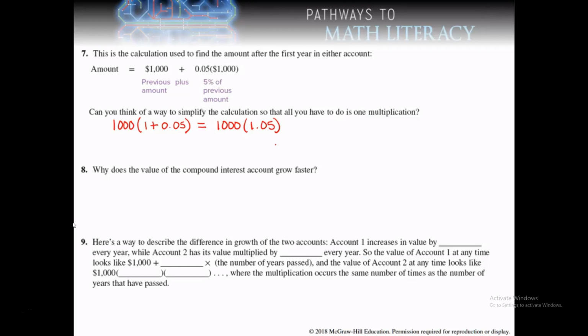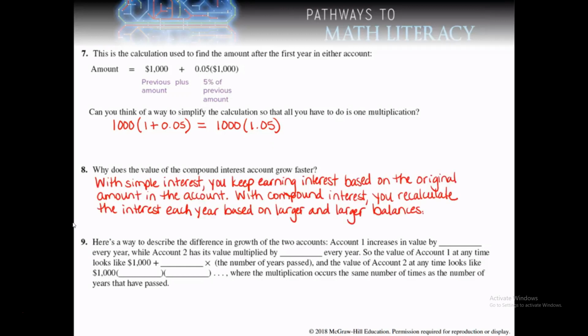the original balance. In 8, why does the value of the compound interest account grow faster? Well, with simple interest, you calculate every year's interest on that original amount that was in the account at the beginning of the very first year. With compound interest, we recalculate the interest every year on the larger balance, so you end up earning interest on larger and larger amounts. So, summarizing what we've learned in number 9, here's a way to describe the difference in growth of the two accounts.